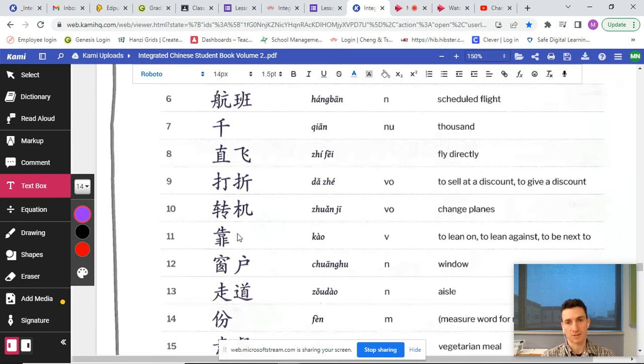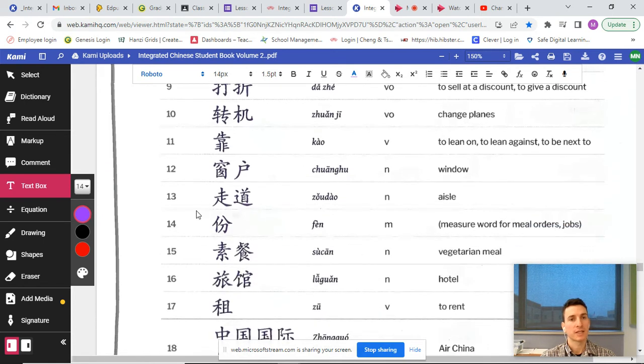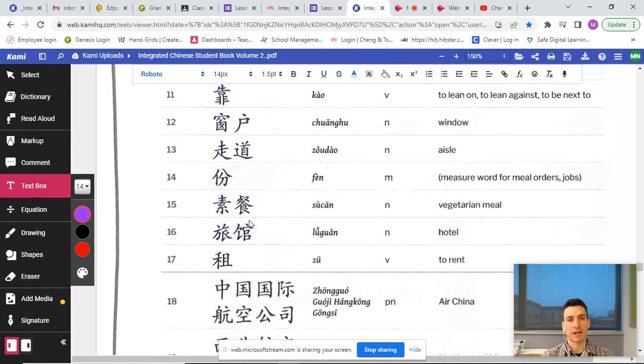Kao means lean against. Like, do you want to be against or next to, for example, a window? So 窗户. 窗户 is a window. Chuang is mainly the window part. You could imagine this just looking like a window. Hu is referring to the inside of a home structure, that's a radical for a home structure. 走道 means an aisle. So walking path, literally. 走 is to walk, 道 is a path. 分 is a measure word usually used for a set meal or something like that. 素餐, su means vegetarian, 餐 means meal.